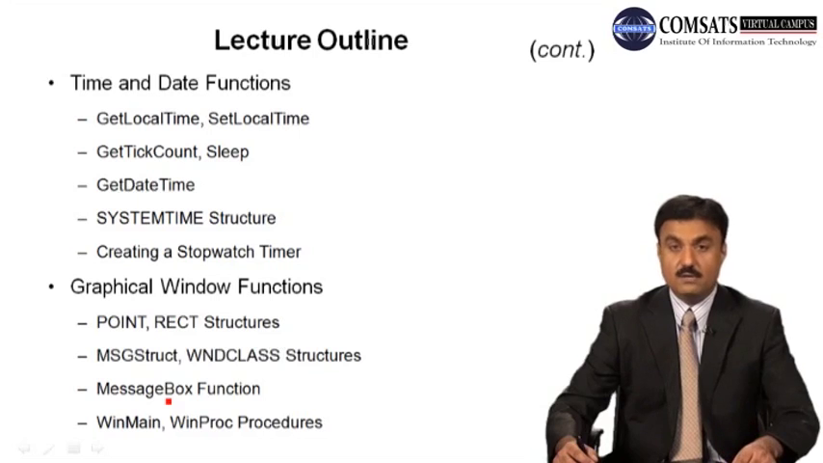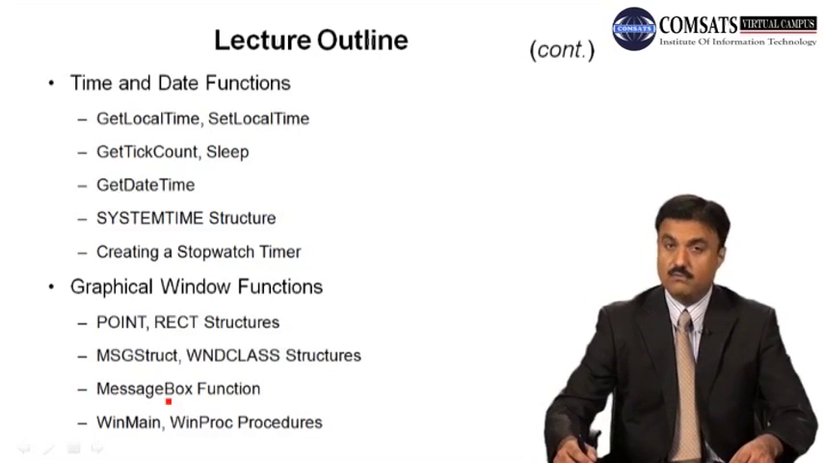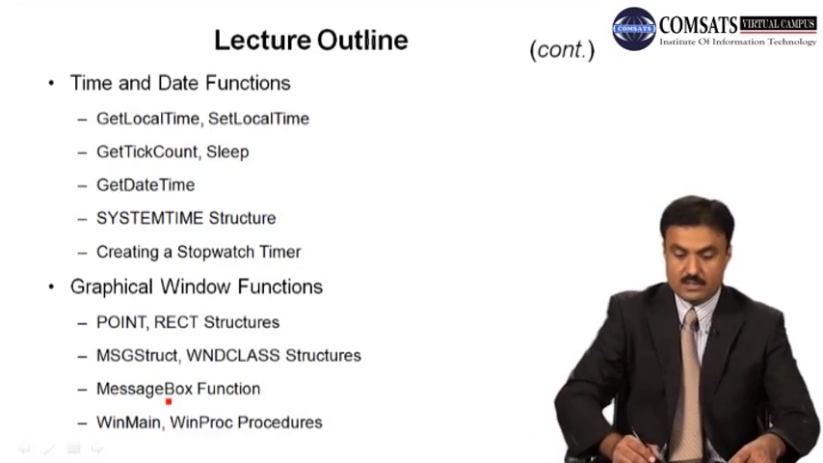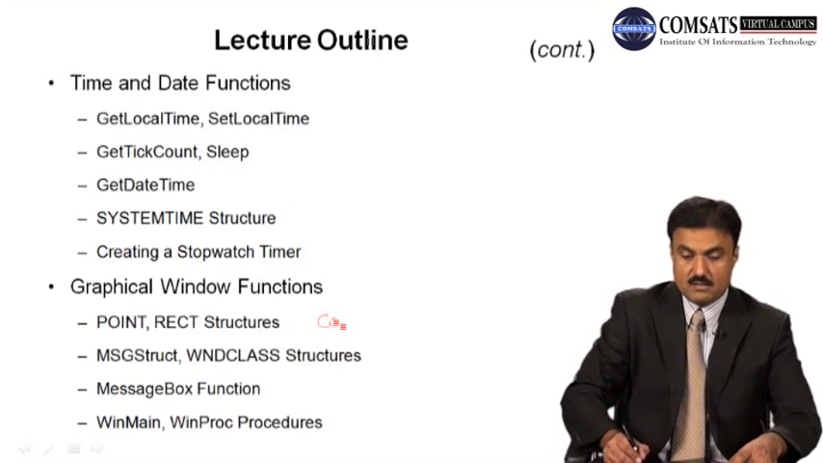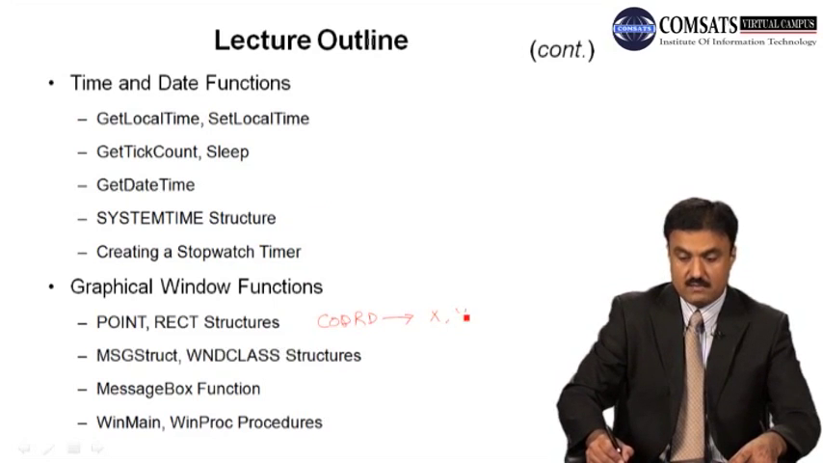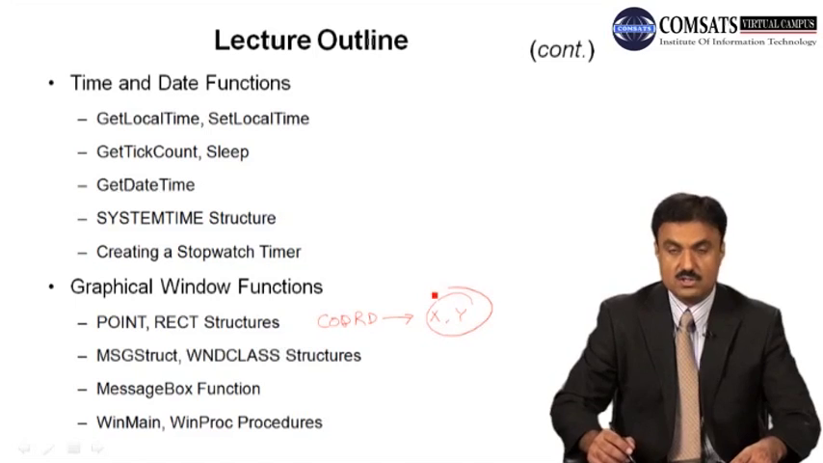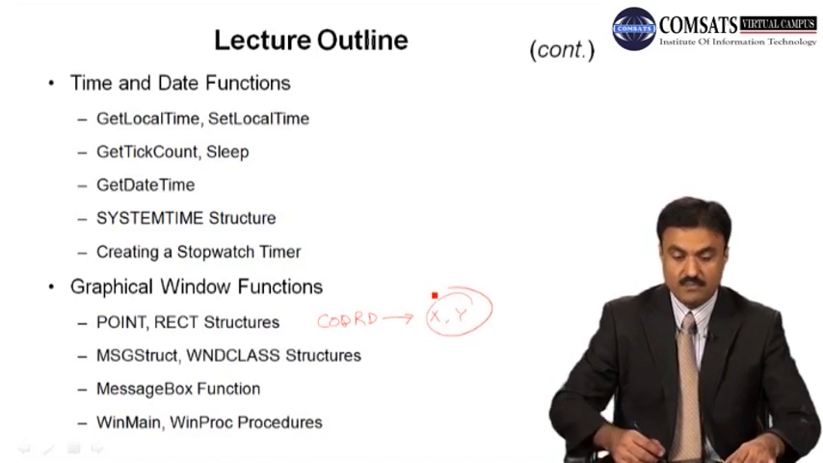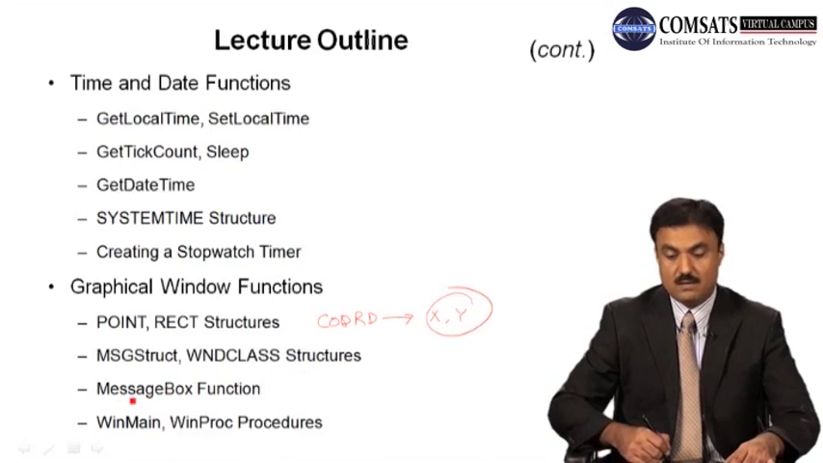Then we have the graphical window functions. We can define our point or rectangle structures, which we also did in our previous lecture, like the coordinate structure. If you remember, there was a coordinate structure and there were two members, X and Y. So that structure we already defined. However, there are some other structures, point and rectangle. Then we have the message structure, and then the Windows class structures and message box.